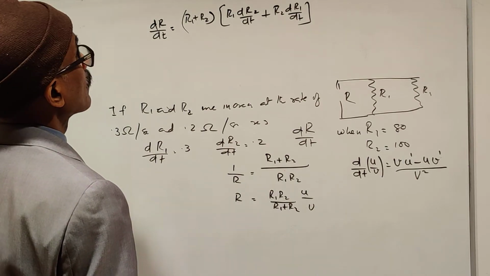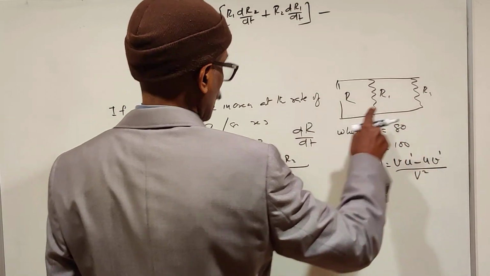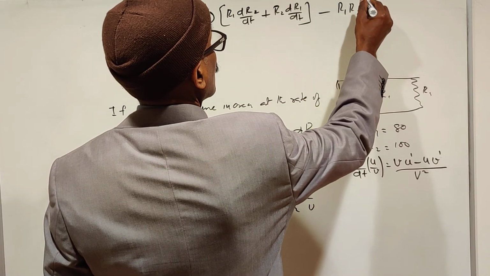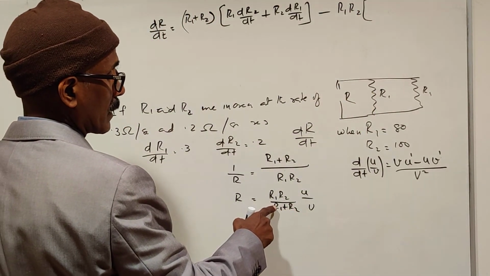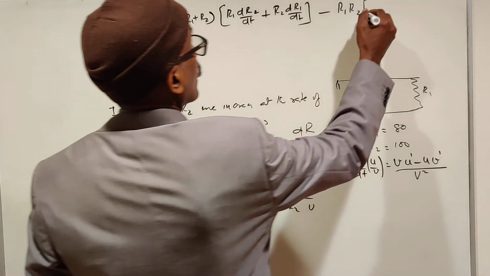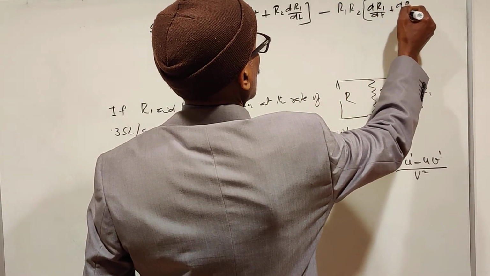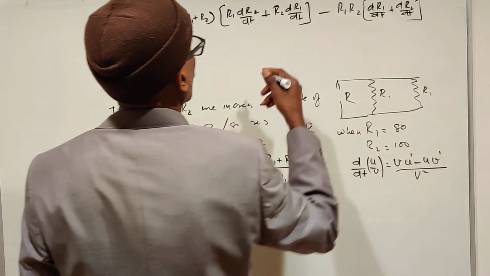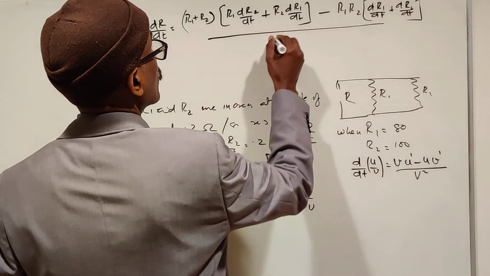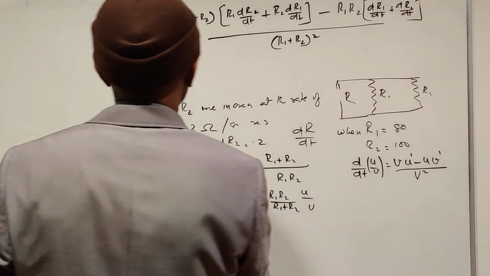Then minus u into the derivative of the denominator, where u is the numerator R1 R2. For the derivative of the denominator you don't need to apply the product rule. It is the derivative of R1 plus the derivative of R2, dR1 by dt plus dR2 by dt, divided by R1 plus R2 the whole square.